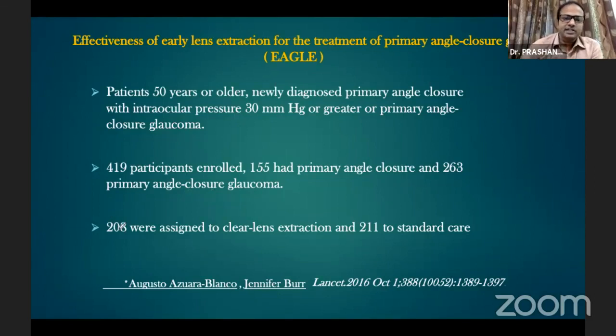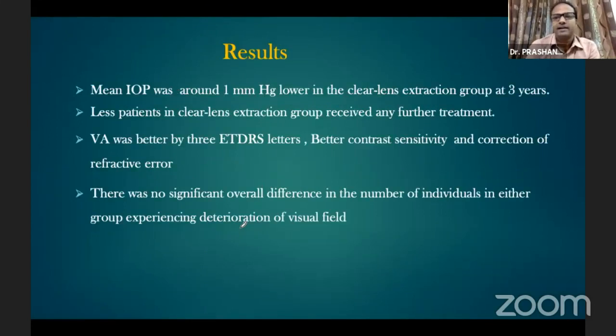So 208 patients were subjected to clear lens extraction, and 211 patients were subjected to standard care of doing a peripheral iridotomy and medically managing the case, and if surgery is required, then further doing the surgery. What they found was that the mean IOP was 1 millimeter lower in the clear lens extraction group at the age of 3 years as compared to the conventional therapy.